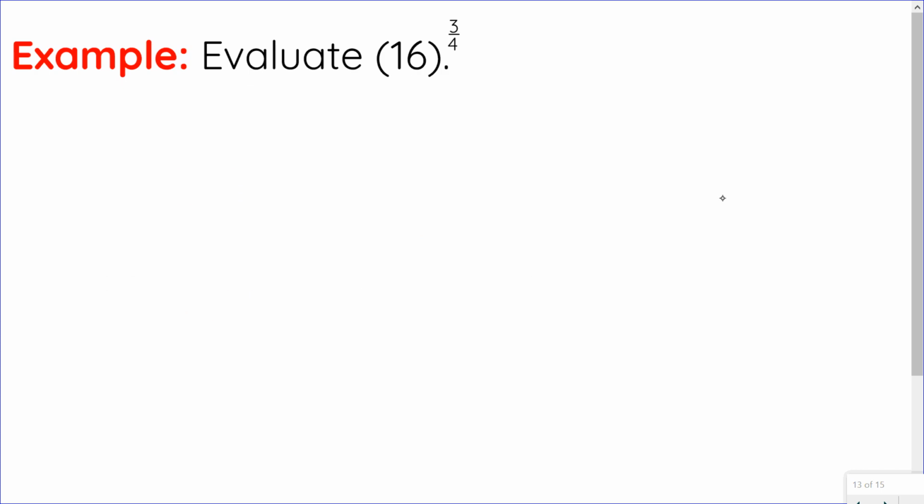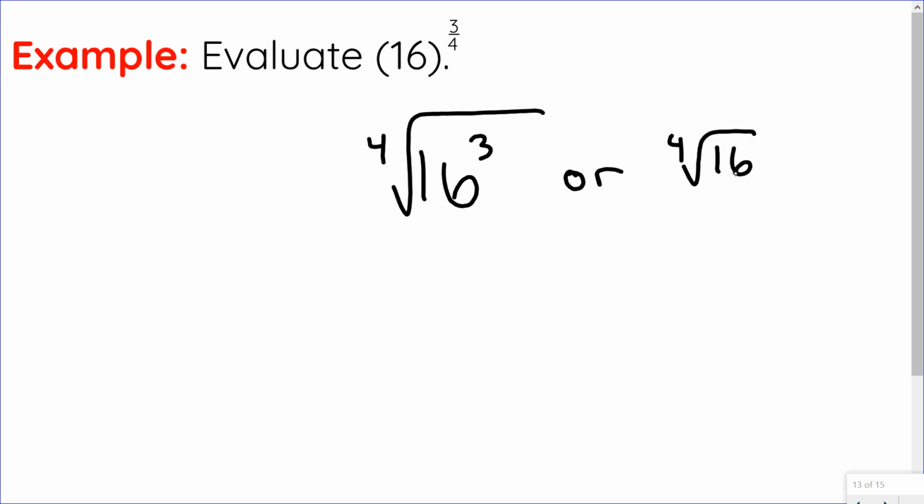So top 3 stands for inside, so it's 16 cubed, and then 4 on the bottom stands for the root. Now, I could evaluate that, but I don't know about you. I don't know what 16 cubed is off the top of my head. So another way that I can write that is this. 4 still goes on the outside, but instead of writing it as a 16 cubed there, I can write it as the root first, with the cube outside.